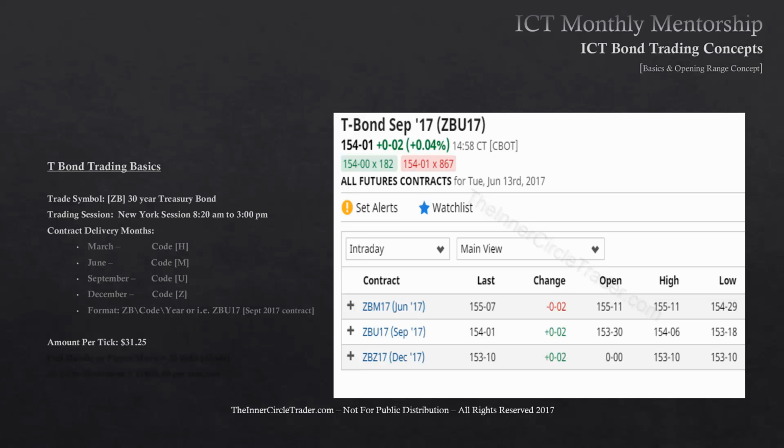The amount per tick, minimum fluctuation, is $31.25 per contract. A full handle or full figure move equals 32 ticks, or is referred to as 30 seconds. 32 ticks movement equals $1,000 per contract.